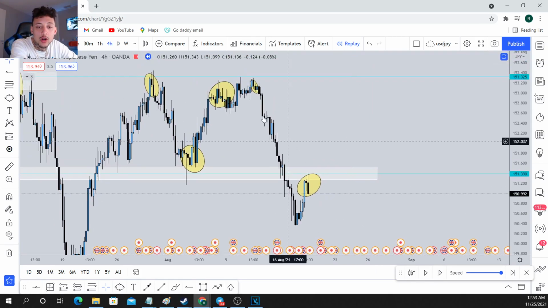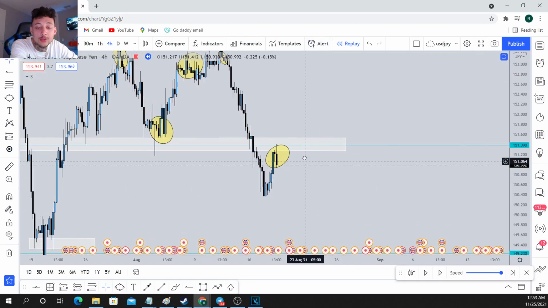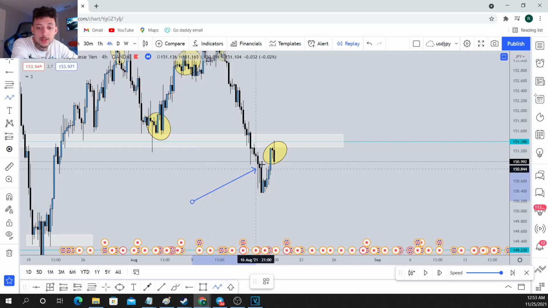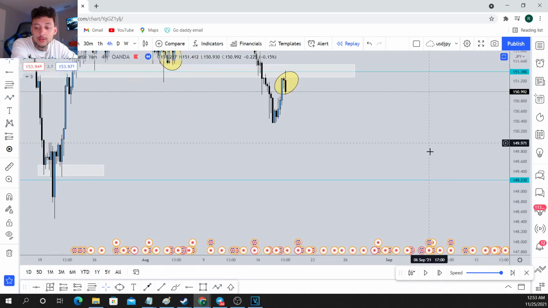And again, these were high probability. This one was a high probability. These were all high probability entry candlesticks, right? Why is this a bearish variation? Simple. It closed under the lowest low of the previous candlestick there.